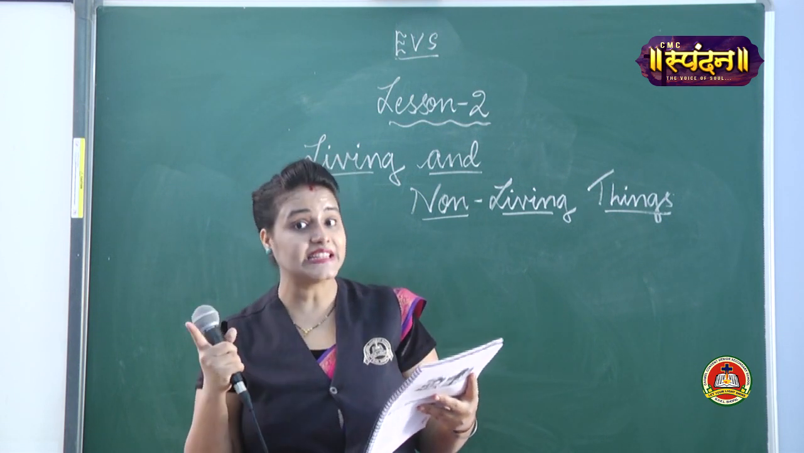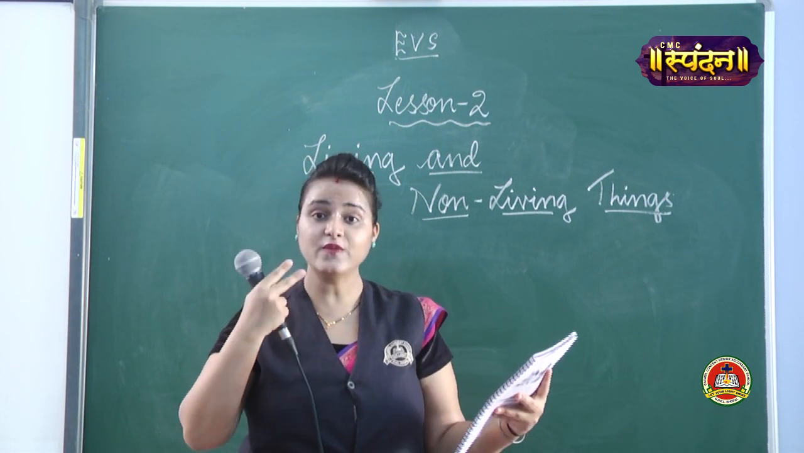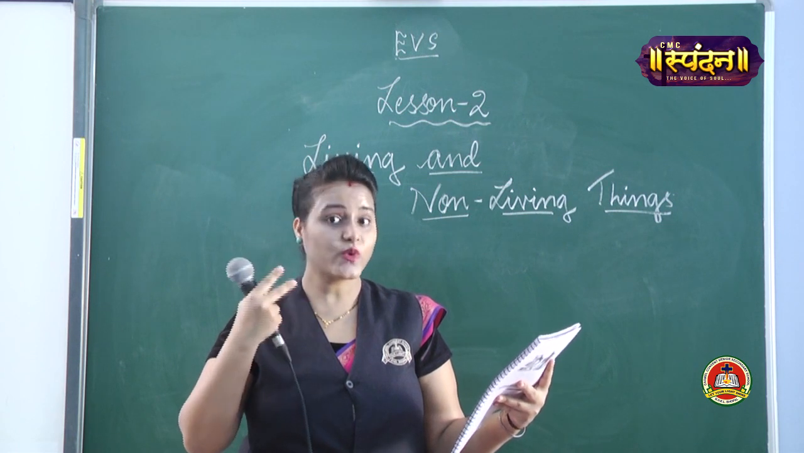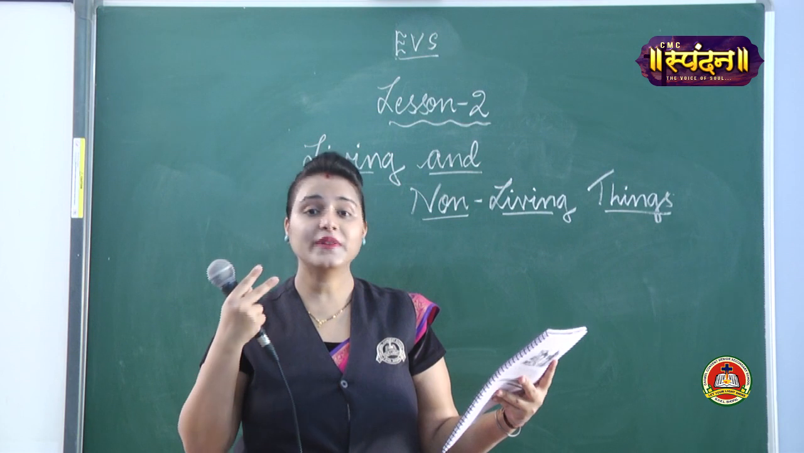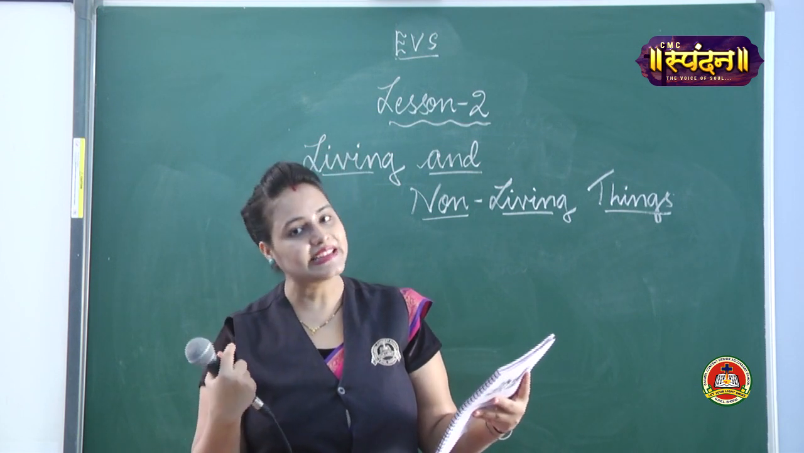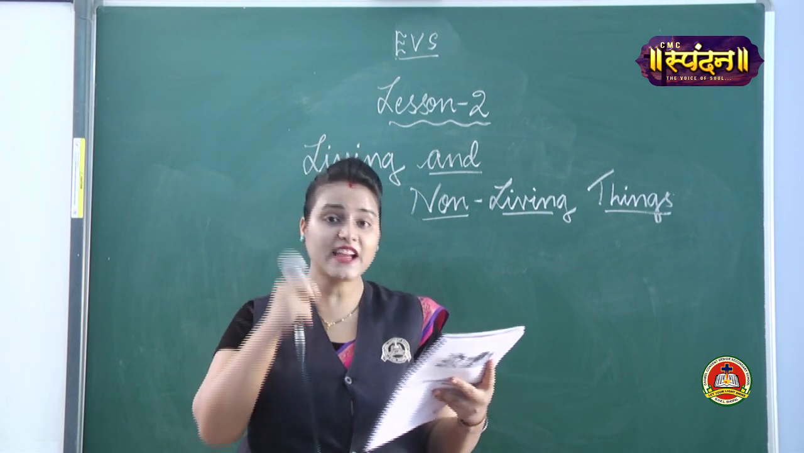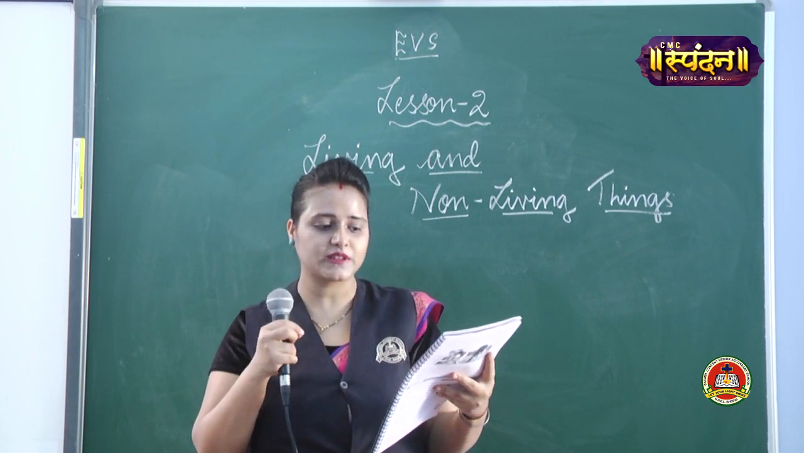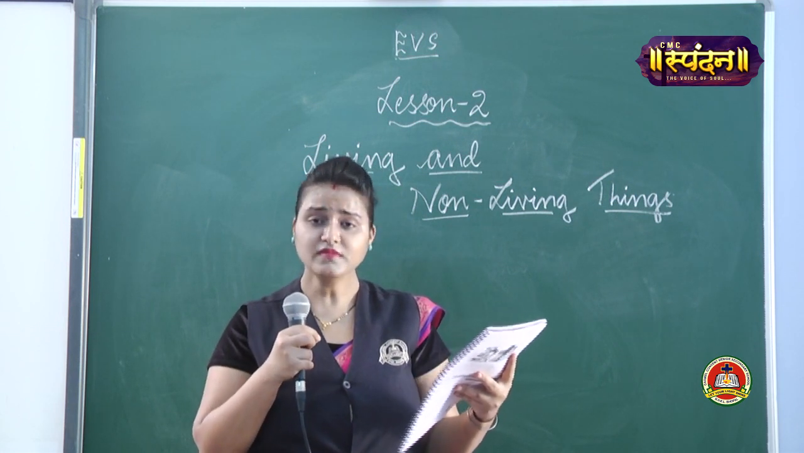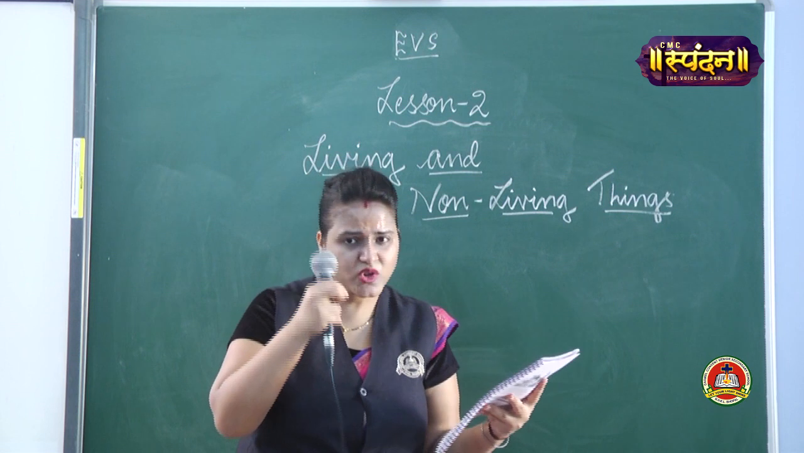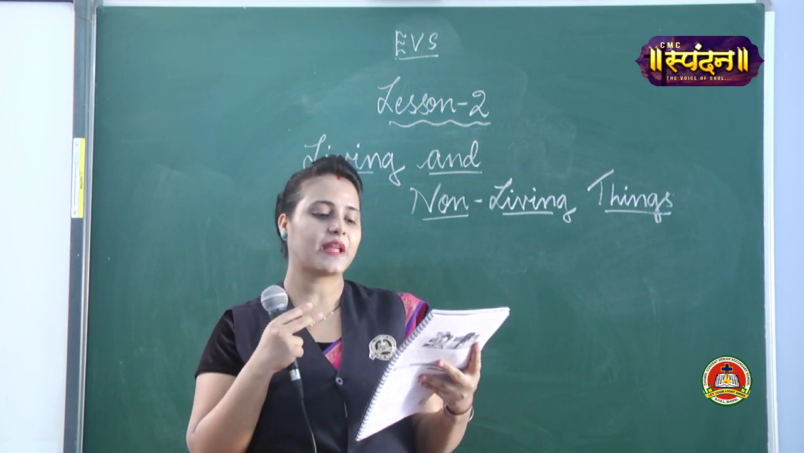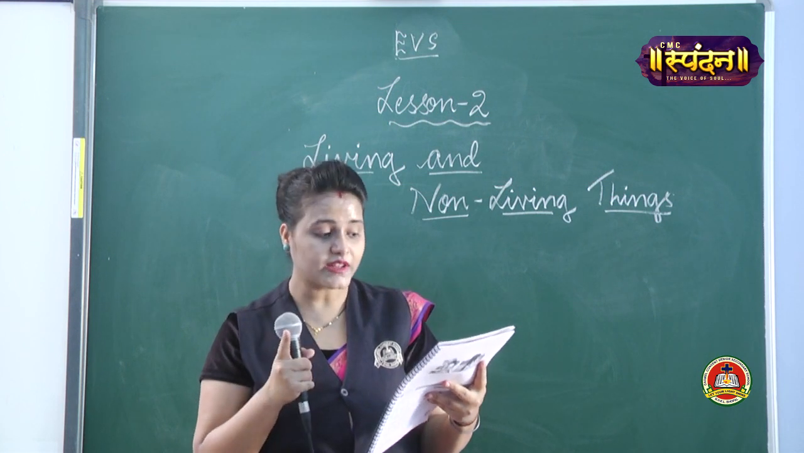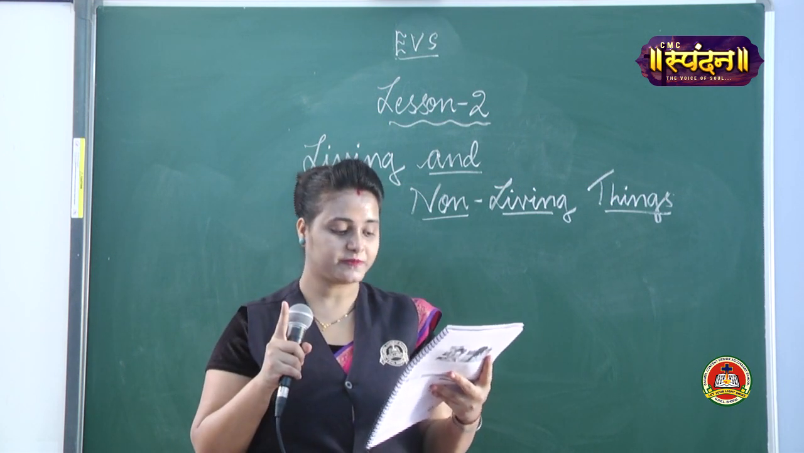Fish have gills. Can fish take in air from their nose? No. They live in water. How will they breathe there? They breathe through their gills. Plants have pores on their leaves to breathe. Have you seen plants? They have small pores. Through that they breathe. But non-living things do not breathe.